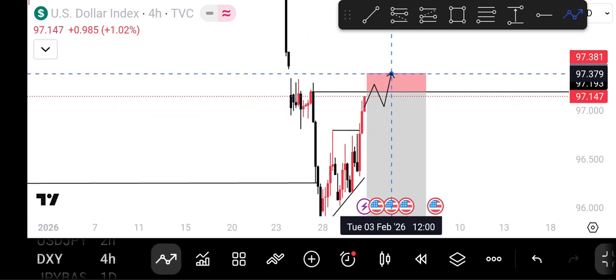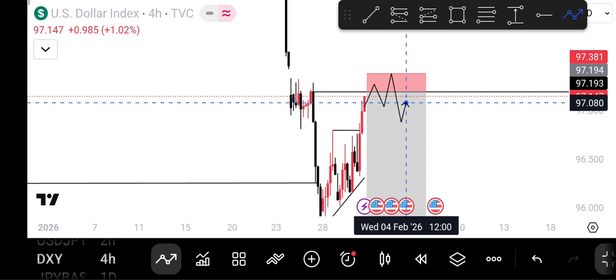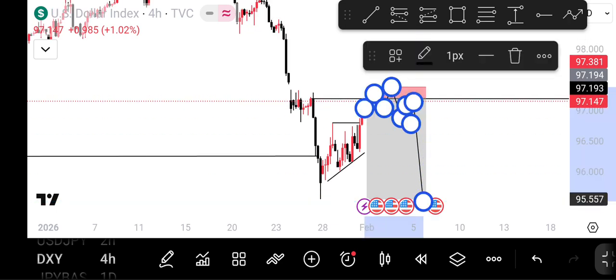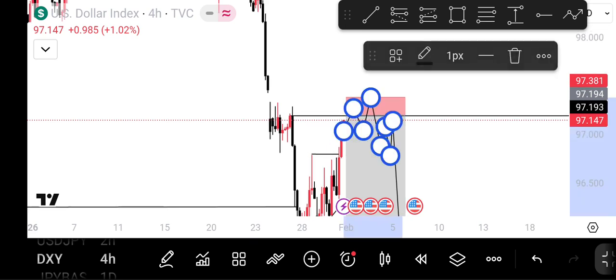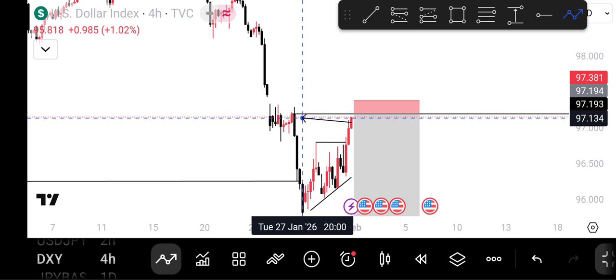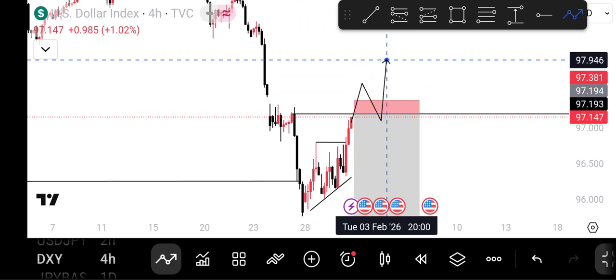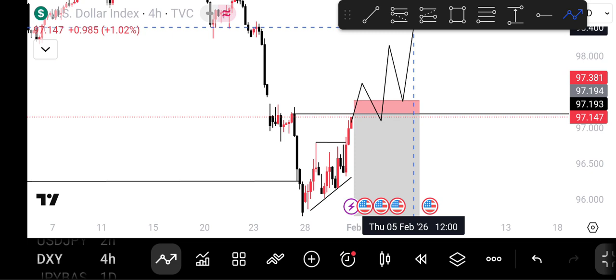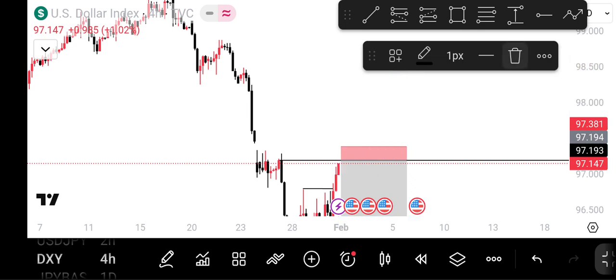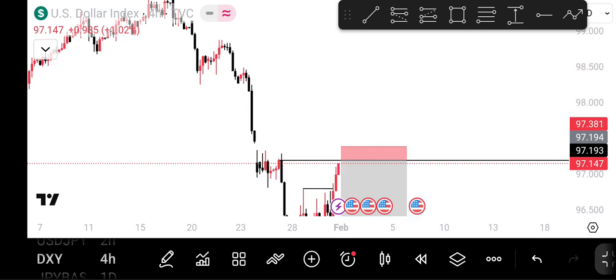We have to wait for our structure shift, our inducement to be formed, and then we can trigger our POI and start selling to the downside. So going into next week, I'm expecting more downside for Euro USD, GBP USD, and AUD USD. But if price fails to respect this zone, we might look for buys for a while on Euro USD and GBP USD. So that is my weekly directional bias for next week. So I'll keep you guys posted on how it's going.